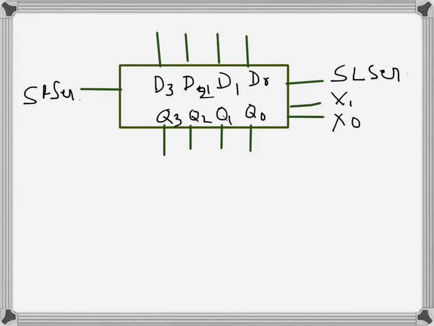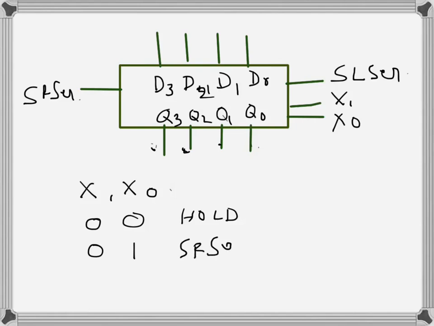So the control bits decide what operation the register will do. So let's say this one. When these are 0, the register will hold the output data, so these 4 bits will not change, so we can call it hold. When it's 0, 1, shift, just arbitrarily defining, let's say shift right will happen.